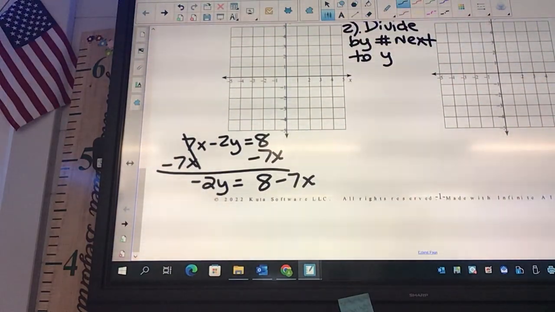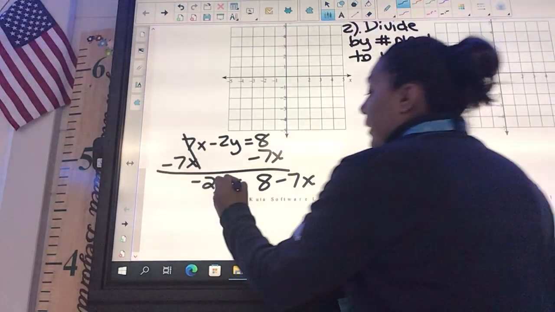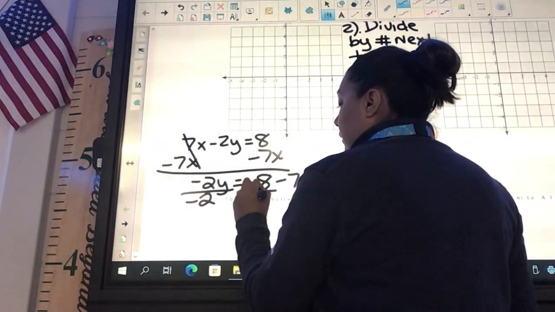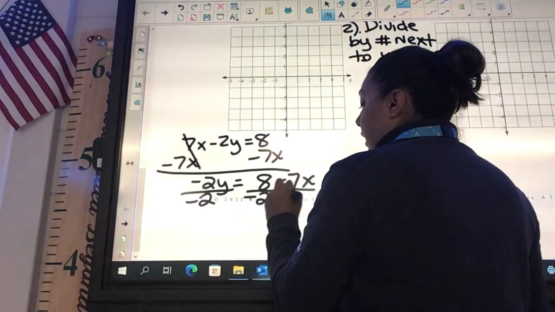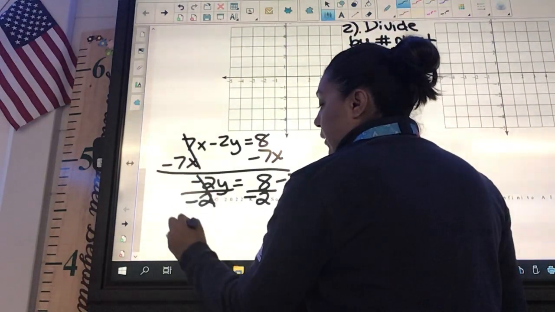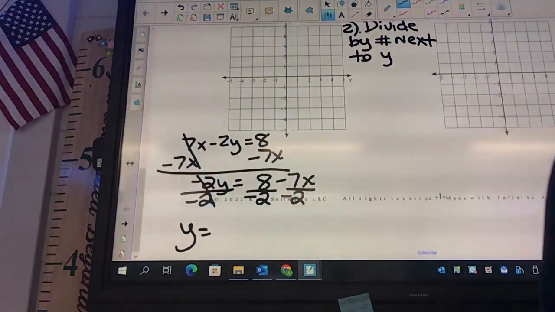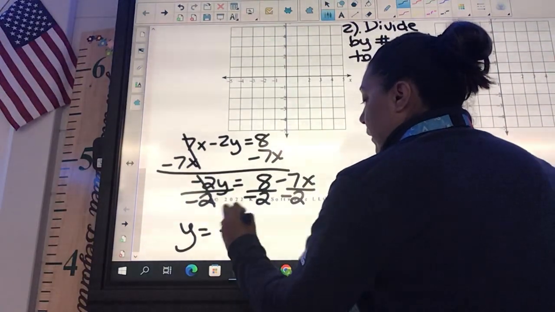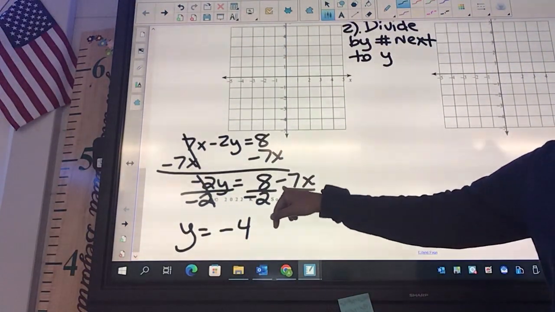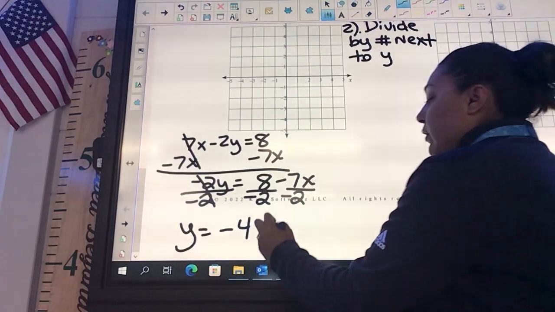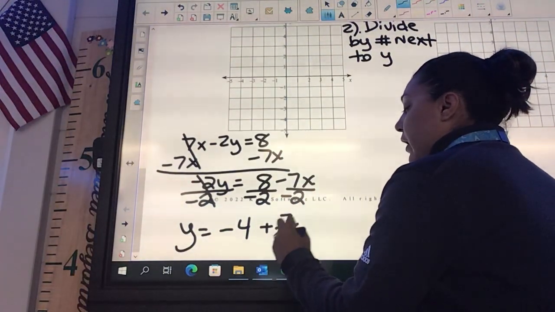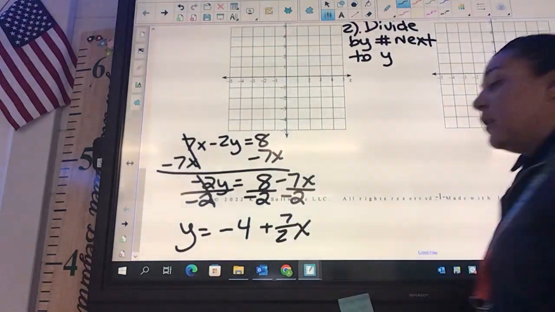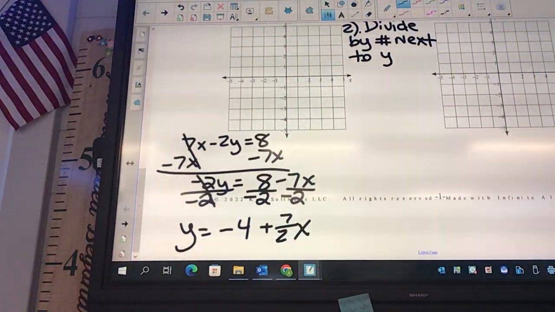Okay, and then it says divide by the number next to the y. What is that? Yeah, divide each piece by 2. Well, negative 2. Okay, what is 8 divided by negative 2? Negative 4. Okay, what's a negative over a negative? Positive. And 7 over 2, we're going to leave it just the way it is. Okay, typically you should get one fraction. And I would say it would be the x's because it's a slope, you need that rise and that run.